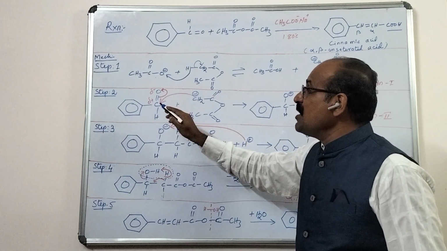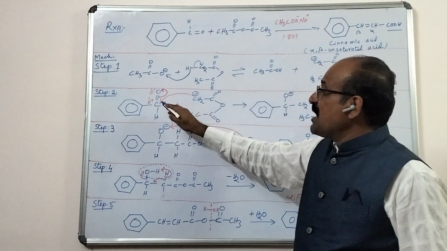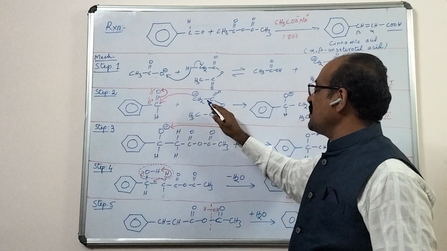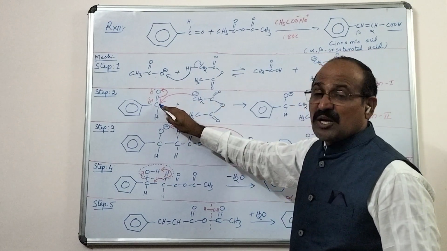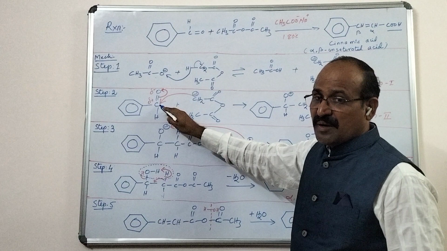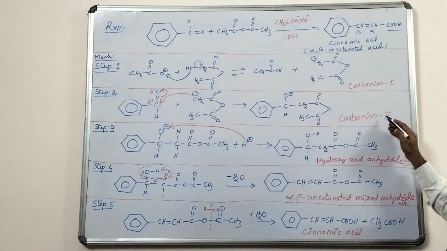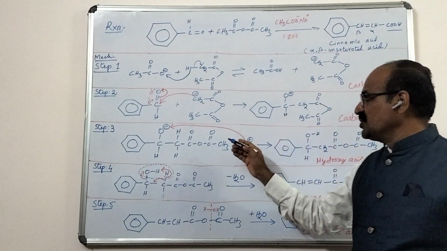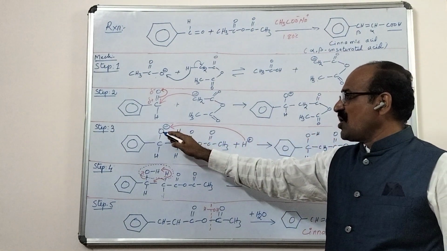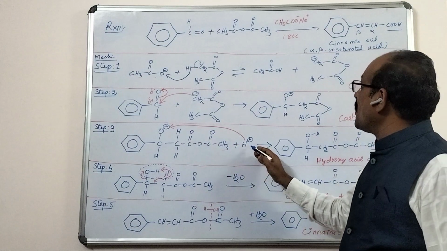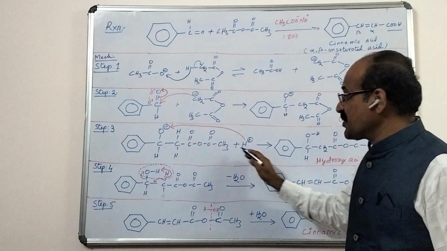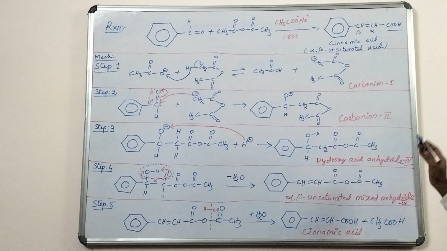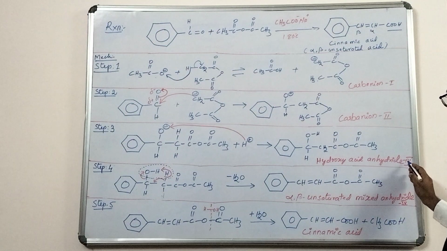Here we don't have a fully positively charged carbon, but we have a partially positively charged carbon, which is the carbonyl carbon. So the anion will attack the carbonyl carbon of the benzaldehyde, thereby forming carbanion 2. Okay. Now this carbanion 2, where the negative charge is present on the oxygen, will abstract a proton, thereby forming hydroxy acid anhydride. This is the intermediate 3.